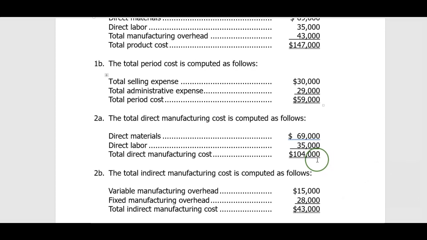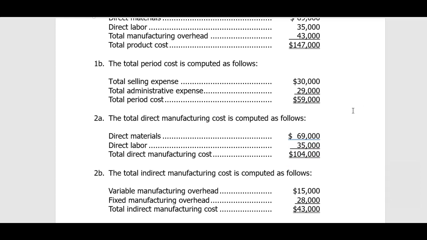Now in Part 2A, what is the total direct manufacturing cost? It's important here to pay attention to every term they're using. Make sure you know whether they're asking if it's direct, indirect, variable or fixed, manufacturing or non-manufacturing, or period cost. So again, here they're asking, what is the total direct manufacturing cost? Well, the only direct manufacturing costs we have are two, direct materials and direct labor. That's what they're showing. So $69,000 in direct materials, $35,000 direct labor, for a total of $104,000 of total direct manufacturing cost.